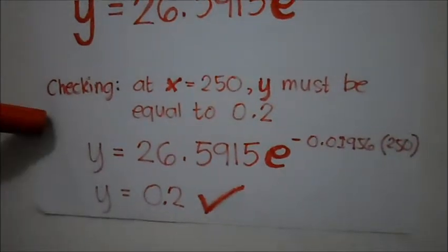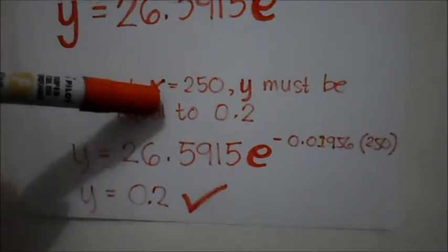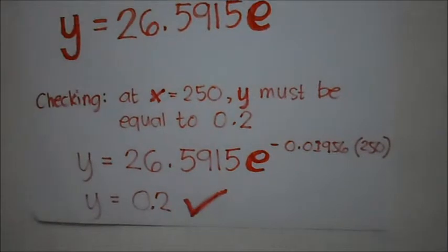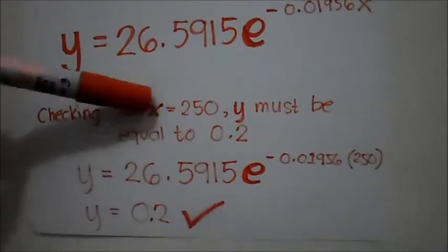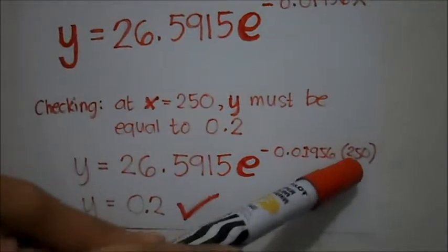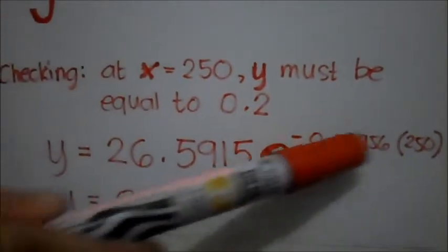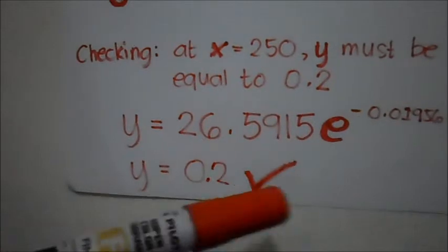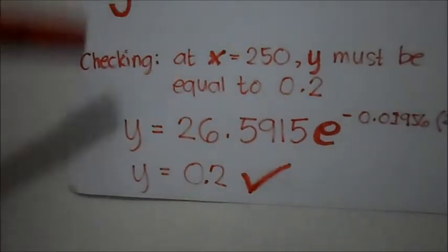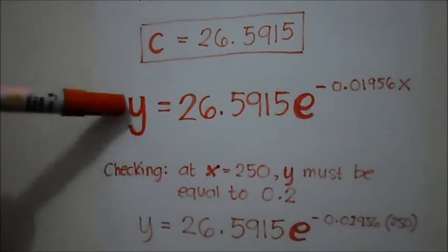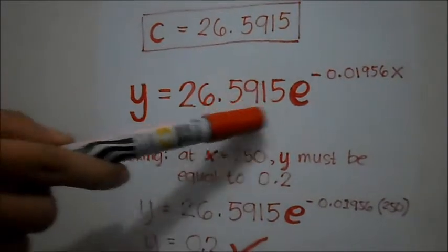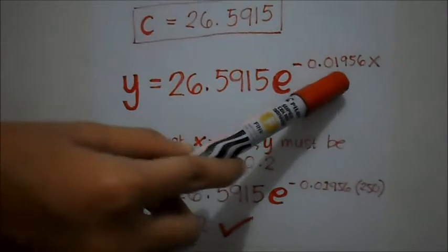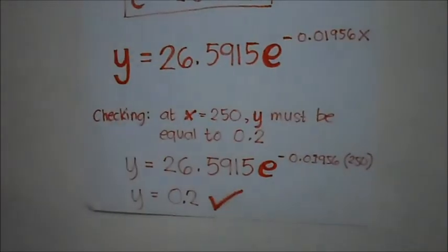In this equation, at x is equal to 250, y must be equal to 0.2. So we substitute x in the equation, and we get y, which is 0.2, which is correct. So our equation, y is equal to 26.5915 times e raised to the power of negative 0.01956x, is correct.